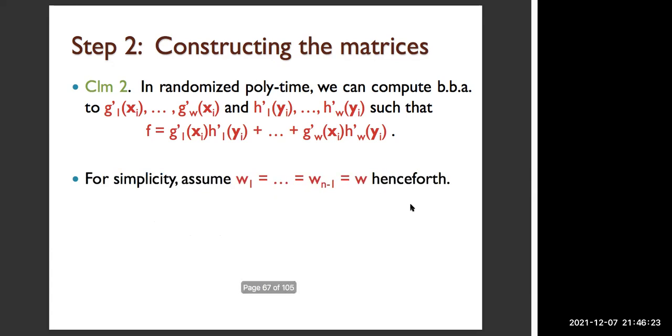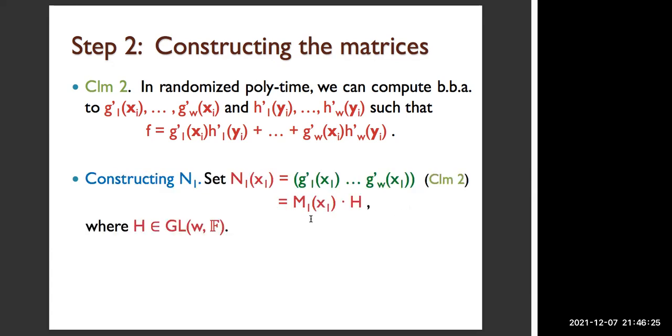So now we construct the matrices sequentially. So let's say I want to construct N1. N1 is a row vector, this row vector G1 through GW. And it's not uniquely defined. So instead of G1 through GW, I can as well choose my N1 to be G1 prime to GW prime. How will it relate to the original M1?